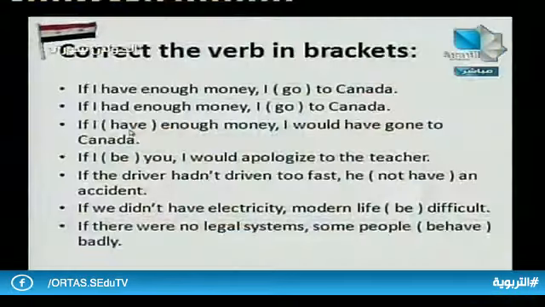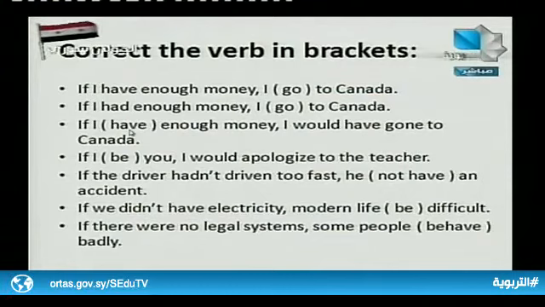And the last one is impossible. If I had enough money, it means that I'm talking about the past. If I had enough money, it means that I didn't have enough money in the past to go to Canada, and I didn't go to Canada. So it's impossible.